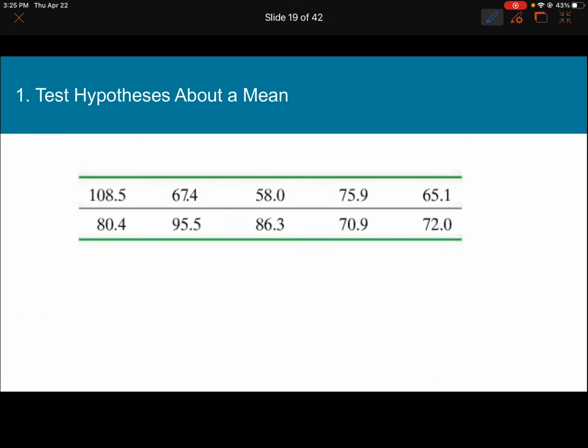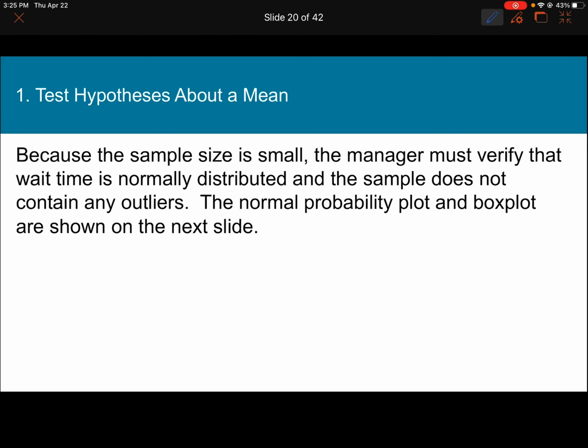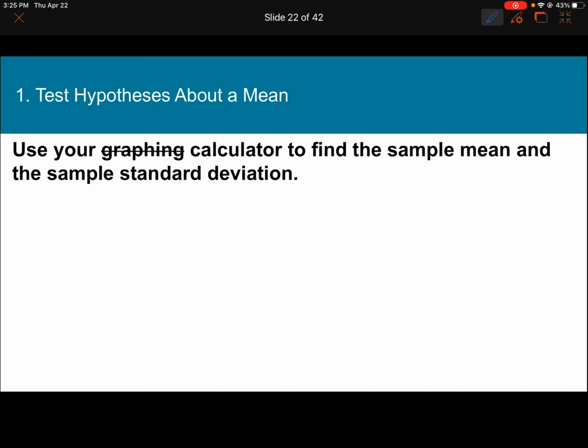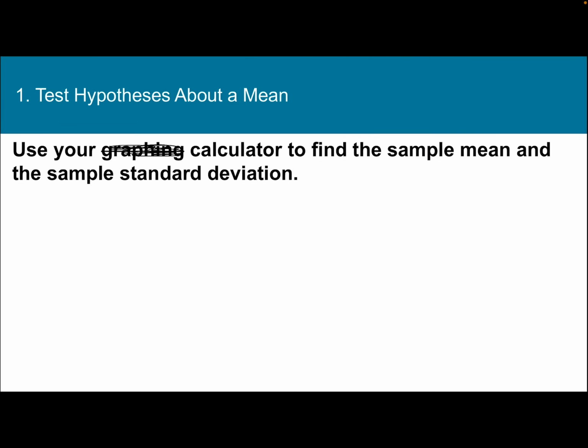Here's our data. We'll come back to the data here in just a moment. Now we have a small sample size, only 10. So the manager uses a normal probability plot and a box plot, and he does verify that we don't have outliers and we do have a normally distributed population. So that brings us to our steps. The first thing I want to do is find my mean and my standard deviation. Remember that we're not going to be using a graphing calculator this semester, but I did show you in class how to use your calculator to find the mean and the standard deviation.